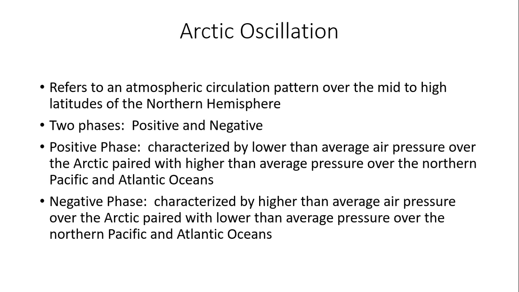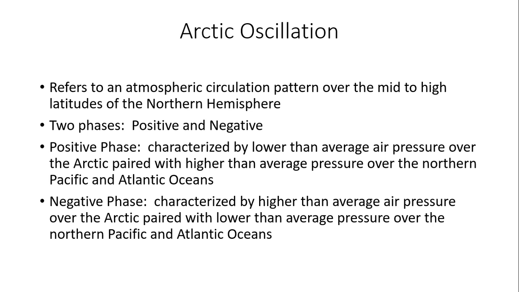All right, so for the AO, or Arctic oscillation, this refers to an atmospheric circulation pattern over the middle to high latitudes of the Northern Hemisphere. And there's generally two phases associated with the AO, the positive and the negative phases, with the positive phase being characterized by lower than average air pressure over the Arctic. So you've got lower pressure in the Arctic, higher latitudes, with higher than average pressure now over the northern Pacific and Atlantic Oceans.